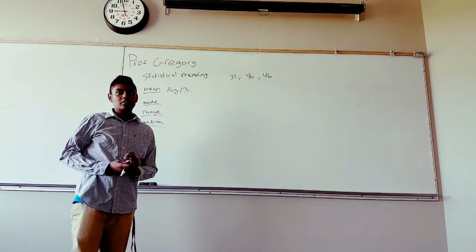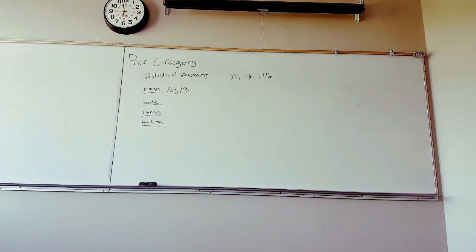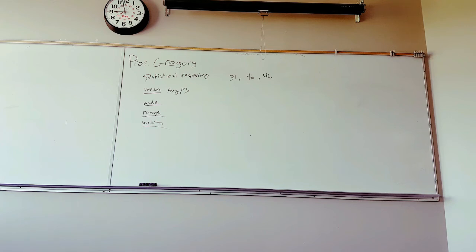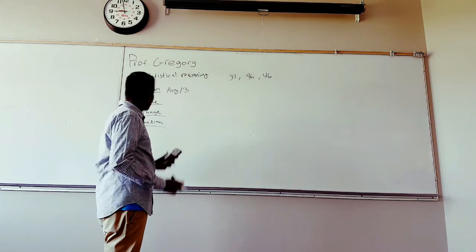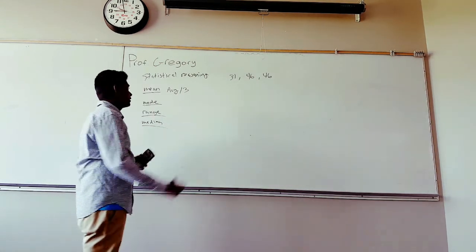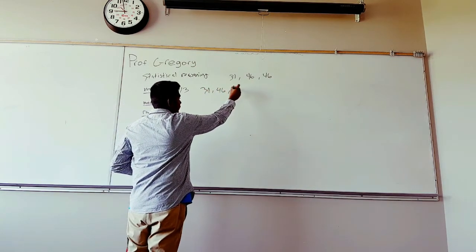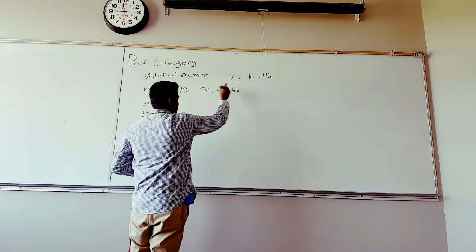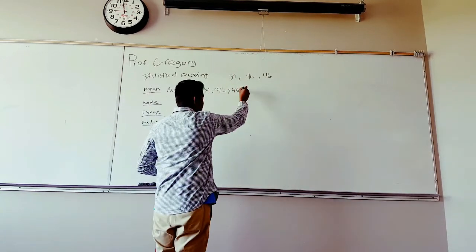Now, if I actually had my calculator, I could do this. Alright, so back to the lesson. For mean, we're calculating the mean, right? So we're going to add up 31, 46, and 46. Let's just put a little addition sign there so we know what we're doing. And we're going to equal it all out.